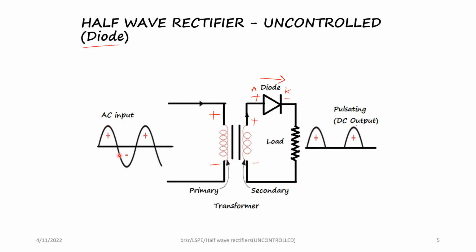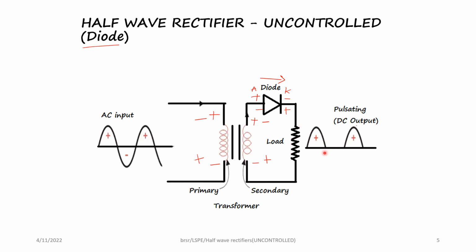During the negative half cycle, the transformer will have a negative polarity on top and the positive polarity at the bottom, on the secondary side. So what happens now is the diode is getting negative at the anode and positive at the cathode. So it is reverse biased. It will not allow the current to flow through it. So no current will flow through the load. So there will not be any output.